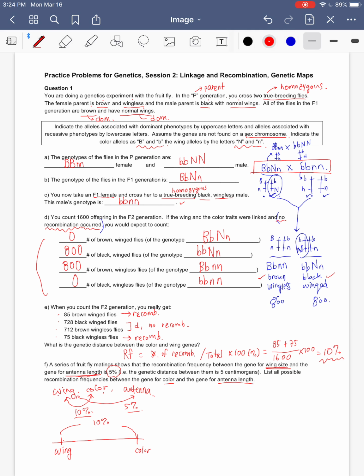The other thing that we know is that wing and antenna are 5% apart. So antenna might go in the middle, where this is 5%. Or maybe antenna is on the other side, so it looks like this. You have wing and color, 10%, and then the antenna is actually over here, and this is 5%. So these would be the two possible recombination frequencies.